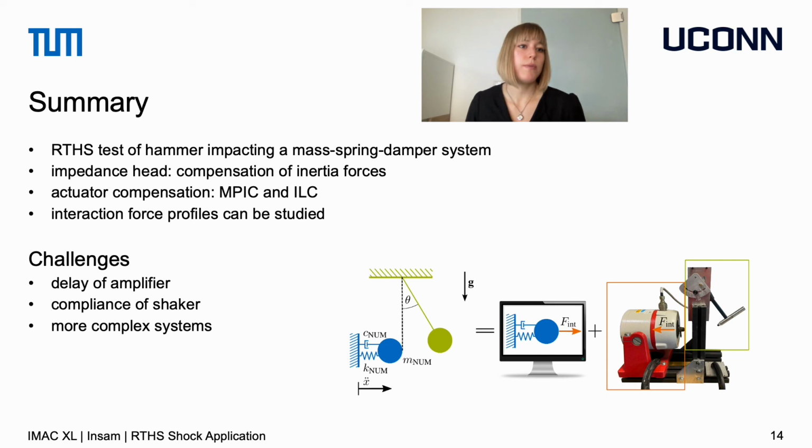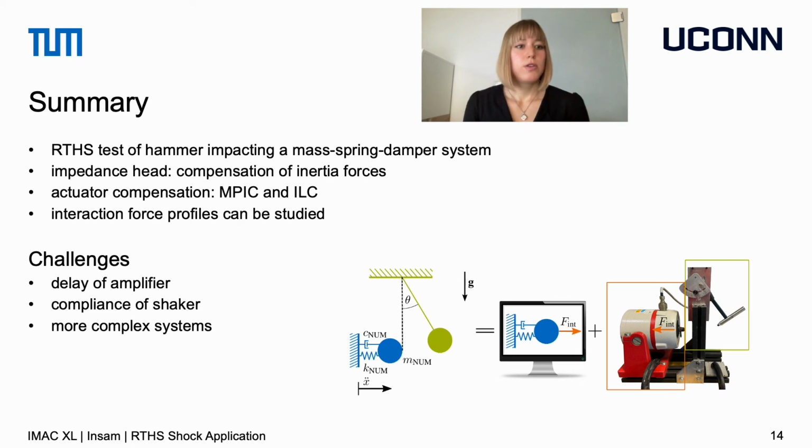So to conclude, we performed an RDHS test of a hammer which is swinging like a pendulum and impacting a mass spring damper system. And we used an impedance head to measure the accelerations and interface forces. And to get the correct measurements, we had to compensate the inertia forces. For actuator compensation, we used a combination of minimum phase inverse compensator and iterative learning control. And we could see that the interaction force profiles can be studied.